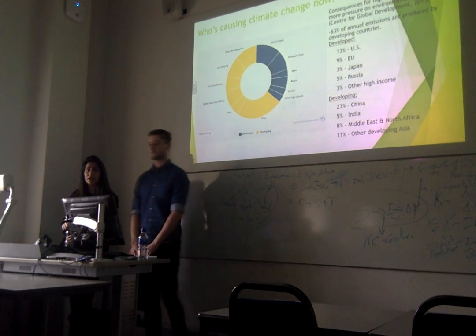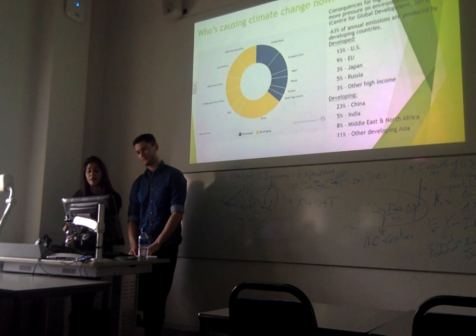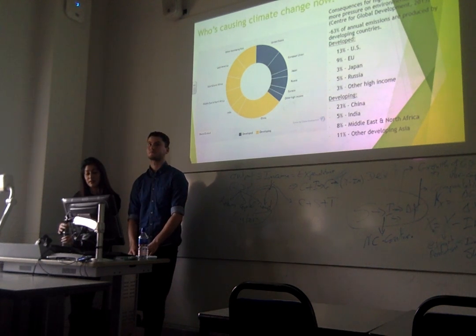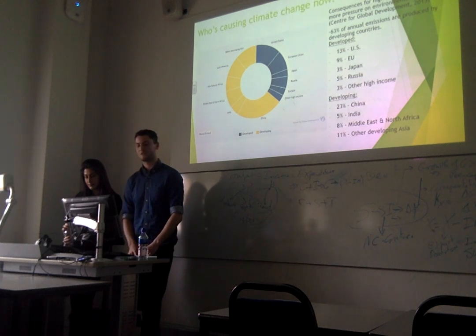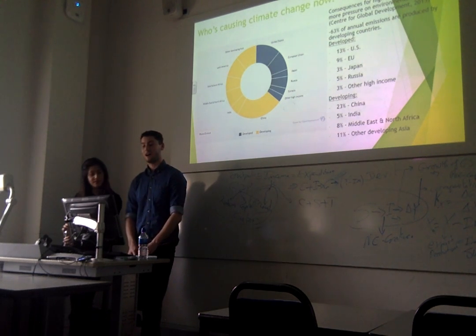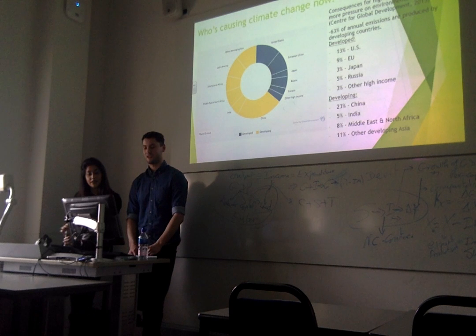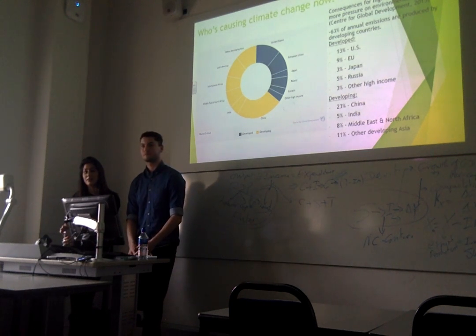So who's causing climate change now? You can see that 63% of annual emissions are produced by developing countries. 13% comes from the US, 9% comes from the EU, 3% comes from Japan, 5% from Russia, and 3% comes from other high-income countries. The most in developing countries is 23% from China, then Middle East and North Africa at 8%, and other developing Asia at 11%.